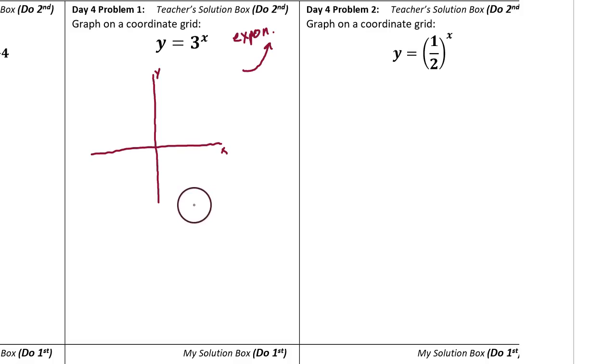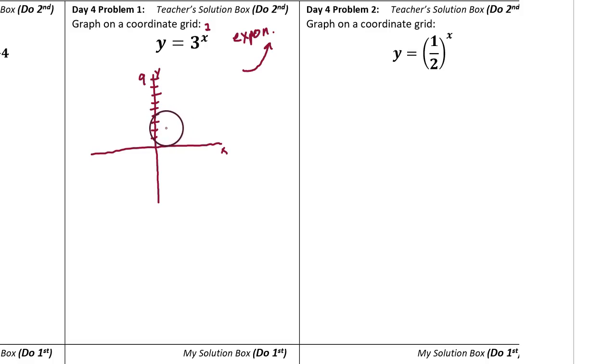The reason I didn't provide the grid ahead of time is because I wanted you to put some thought into what kind of marks you would need on the axis lines. For example, if you use a 2 where x is, which is a pretty small and easy number to use, what's the value of y? What would be 3 to the second power? That's a 9. So on the y-axis, we would need to get at least to a 9. 1, 2, 3, 4, 5, 6, 7, 8, 9.